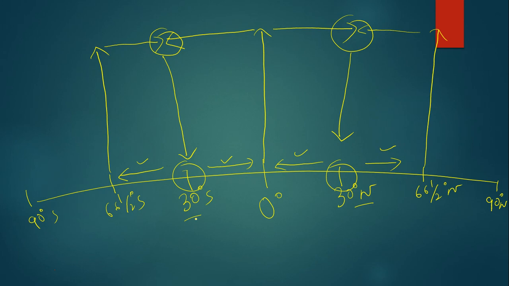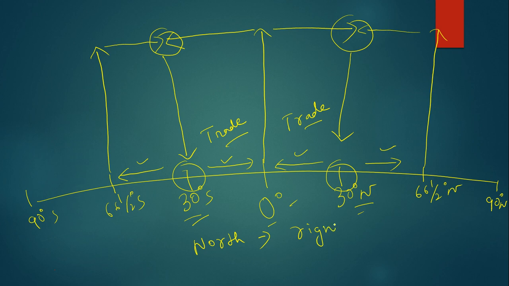However, the air which is moving from 30-degree south to the equator and 30-degree north to the equator is known as the trade wind. Now, on the basis of the direction, the trade wind will be named differently. In the northern hemisphere, we have to remember that because of the Coriolis force, the wind is deflected towards the right-hand direction. So the direction of the air becomes northeasterly.